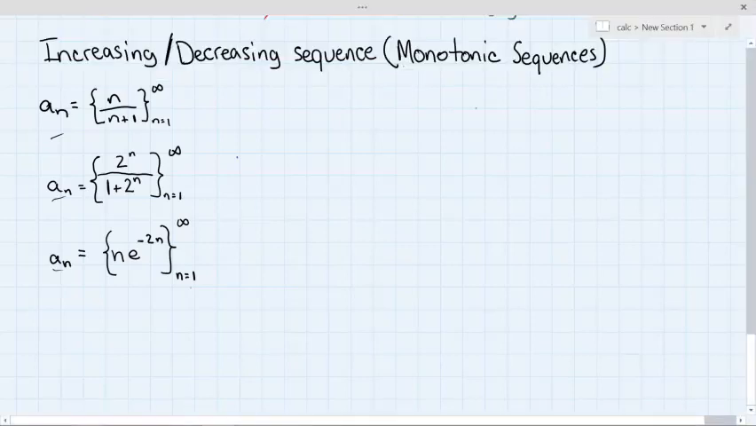Welcome back to another tutorial on calculus. Today we'll be going over monotonic sequences and the behaviors of sequences. The basic definition of monotonic sequences is that they are sequences whose order is preserved over time.